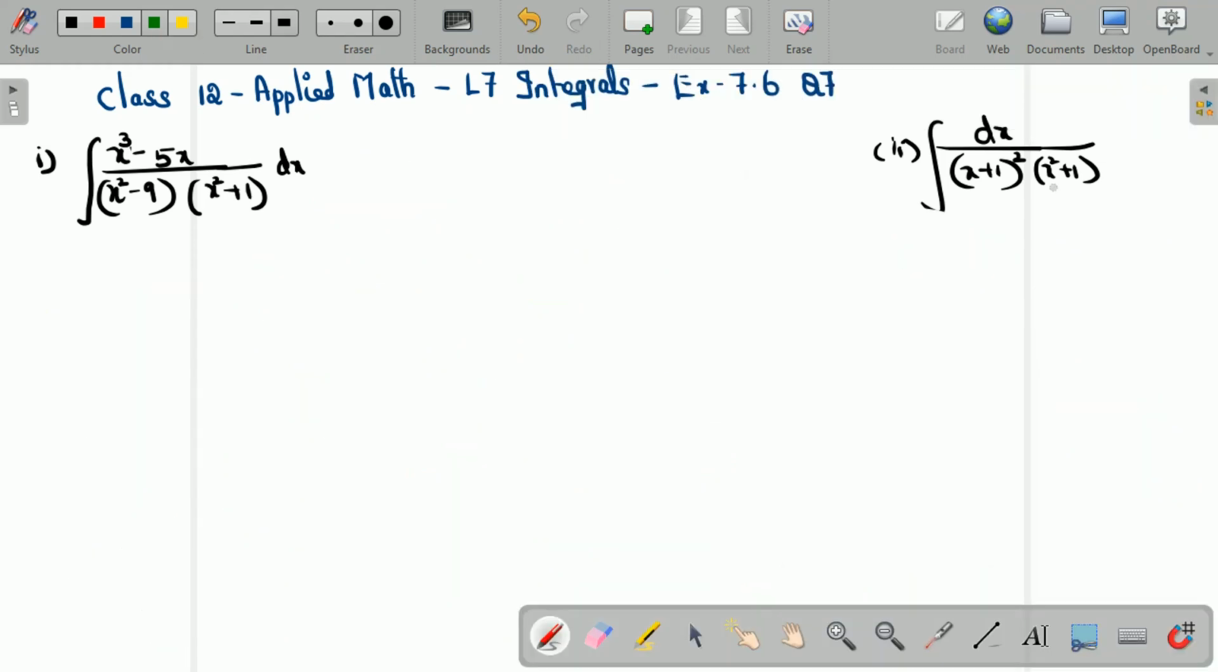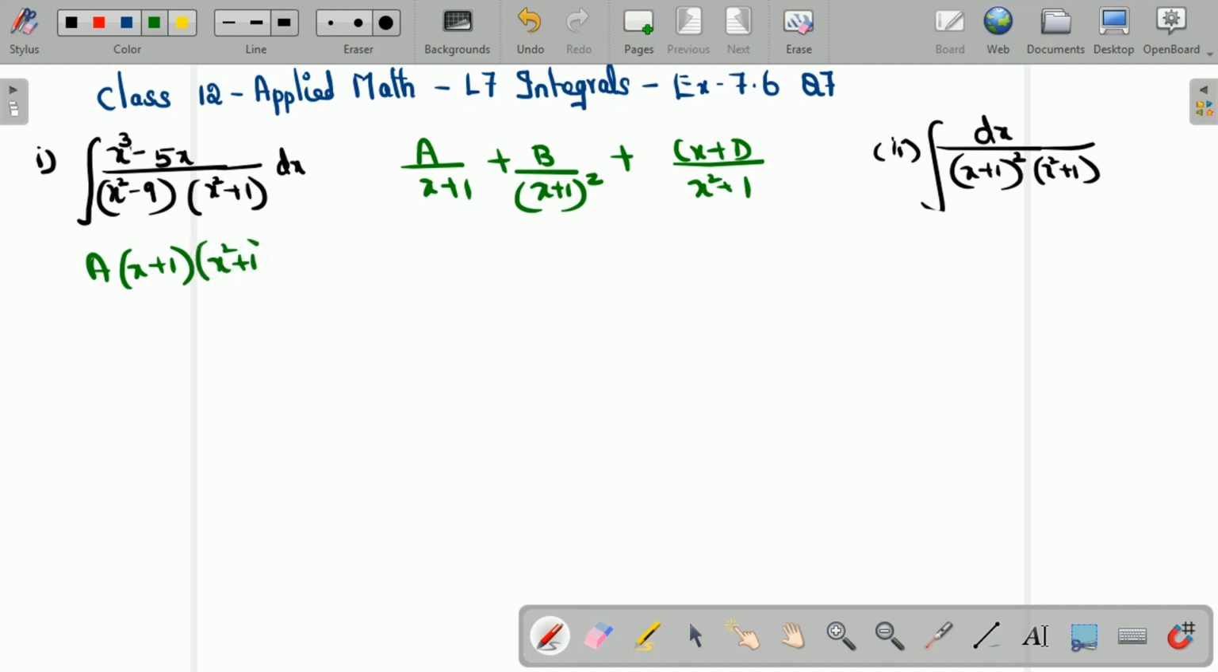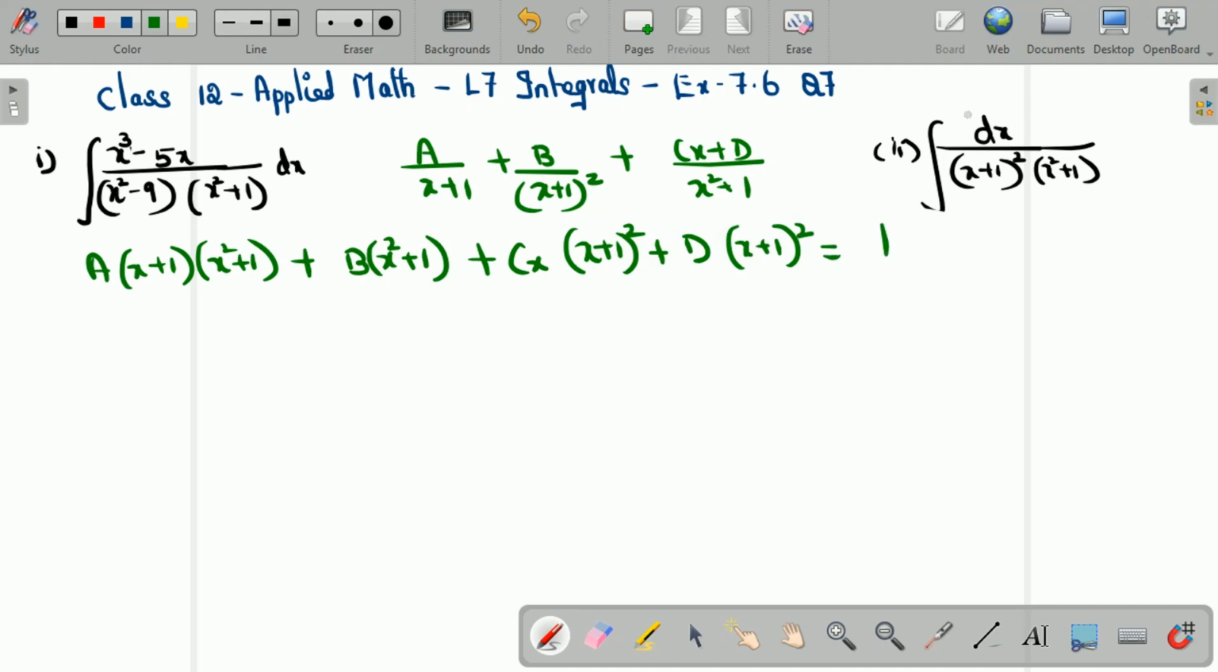The second subdivision, I'm going to use the partial fraction method. A divided by x plus 1 plus b divided by x plus 1 the whole squared plus cx plus d divided by x squared plus 1. So if you take LCM, it is a into x plus 1 into x squared plus 1 plus b into x squared plus 1 plus cx into x plus 1 the whole squared plus d into x plus 1 the whole squared is equal to, this side there is nothing in the numerator, so we can directly equate it to 1. Now let's put different values of x.